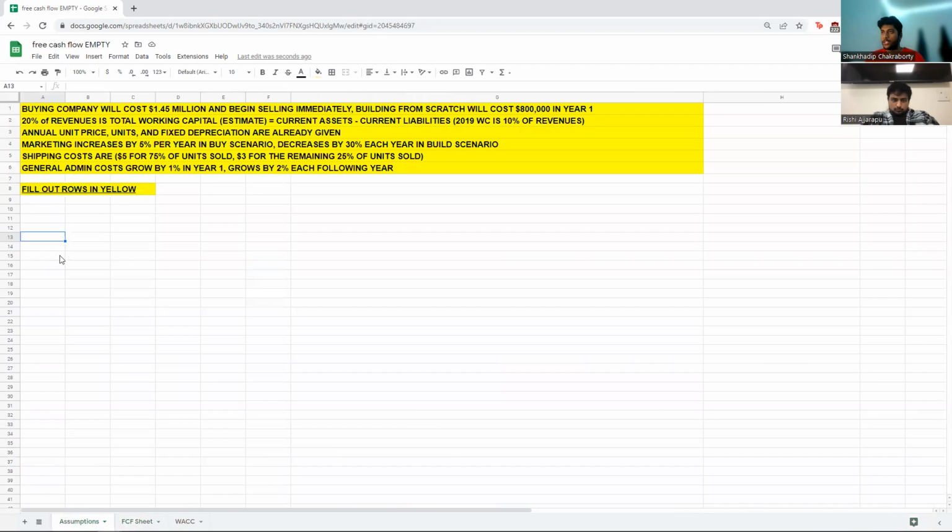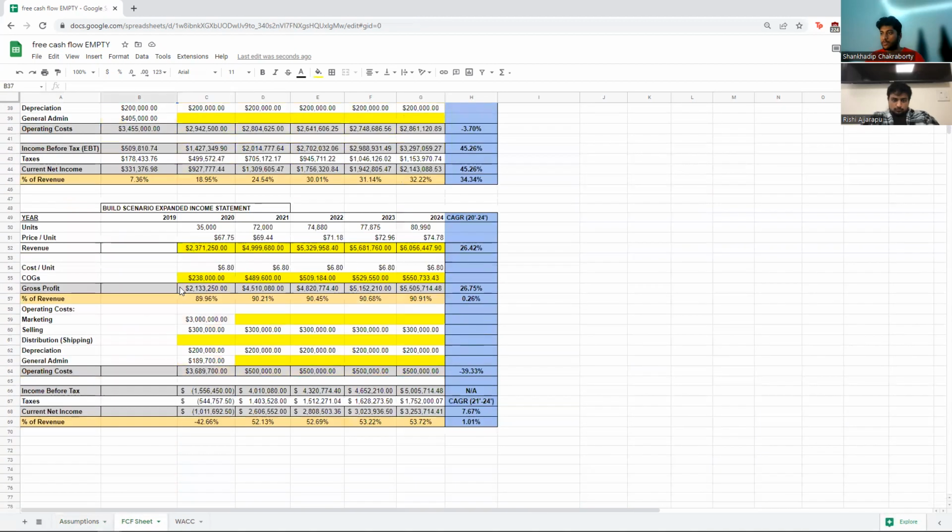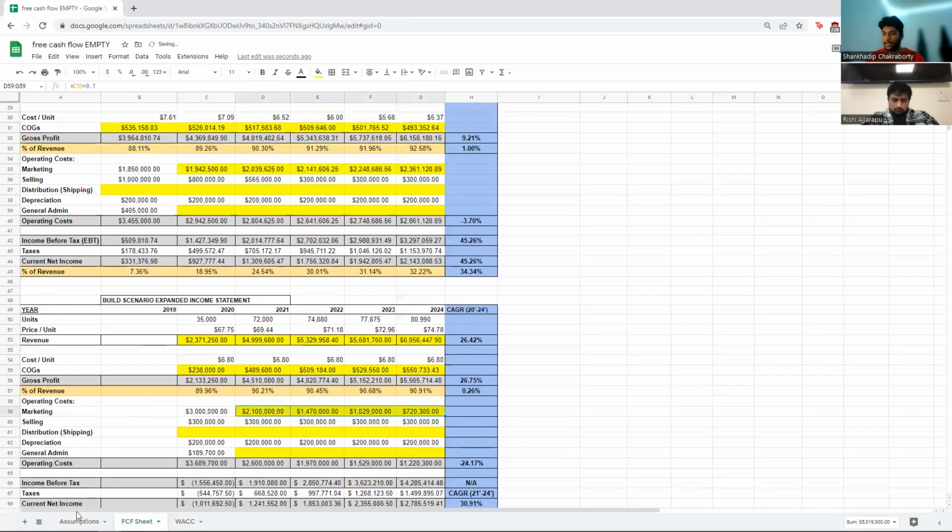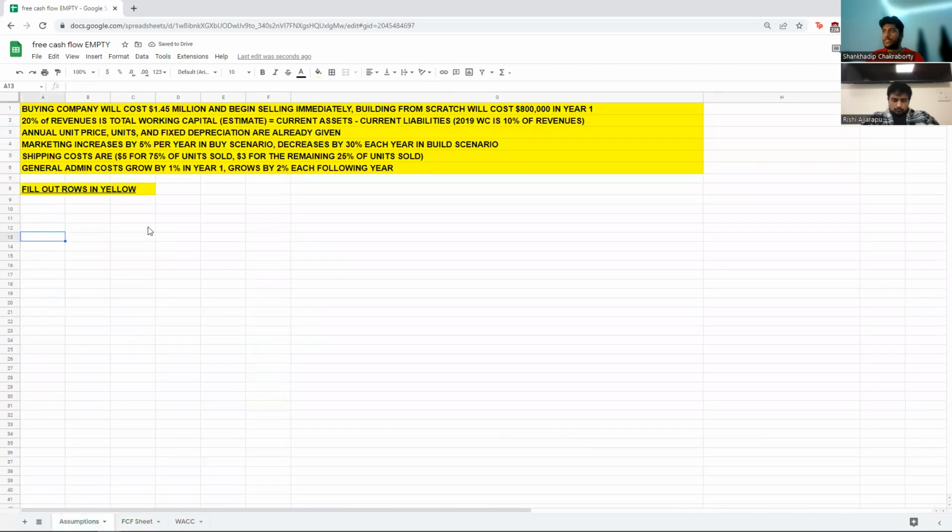For distribution, actually, no. Let's do marketing first for build. It decreases by 30%. So we're referencing the last cell. If it decreases by 30%, all you have to do is multiply by 0.7 because only 0.7 of the previous year's marketing expenses remain. So you just drag that across. All right, we're done with marketing. Now let's go to the other ones.